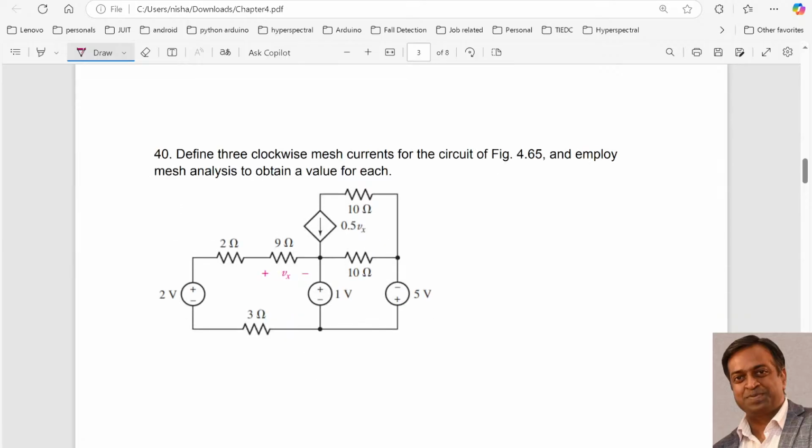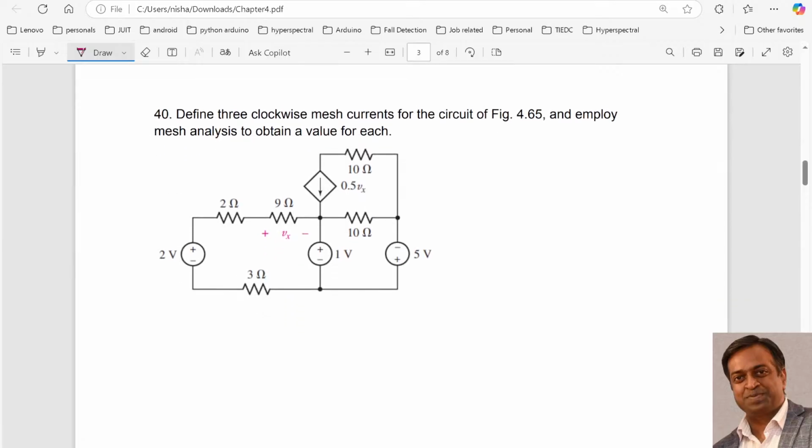Now coming to the third question. In this it is given that we need to define 3 clockwise mesh currents for the circuit. So let me define it. Let it be I1, let this be I2, and let this be I3. And now we need to employ mesh analysis to obtain a value of H. So we need to determine the mesh loop currents, right?